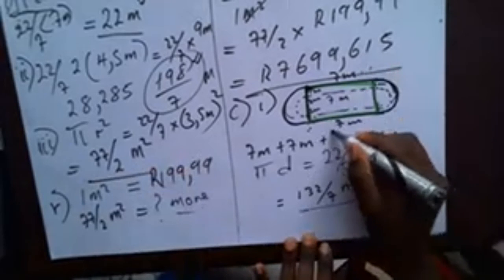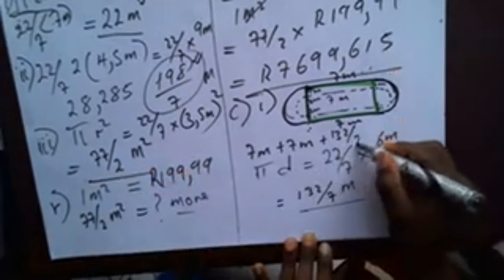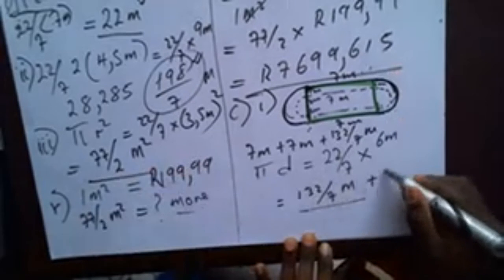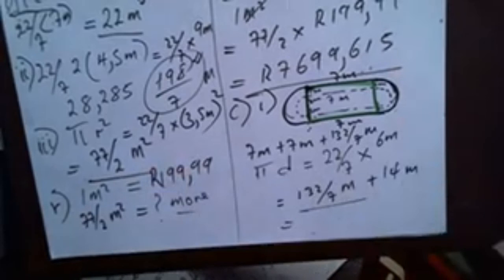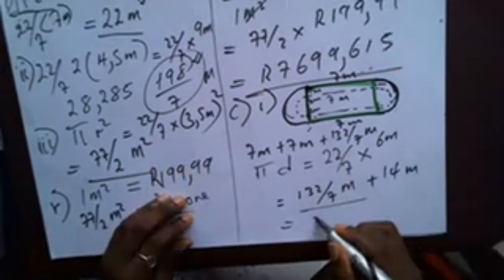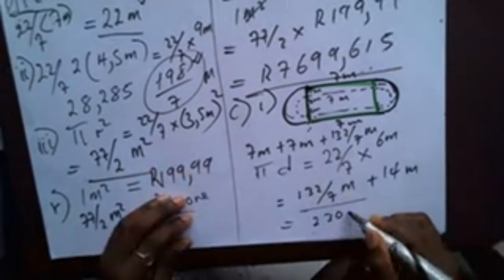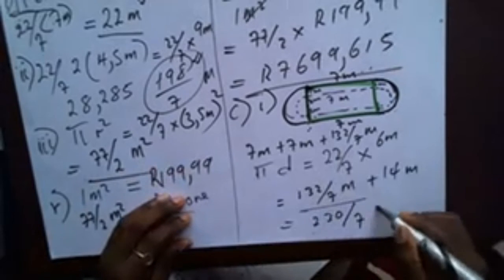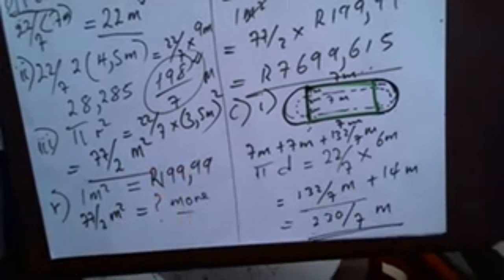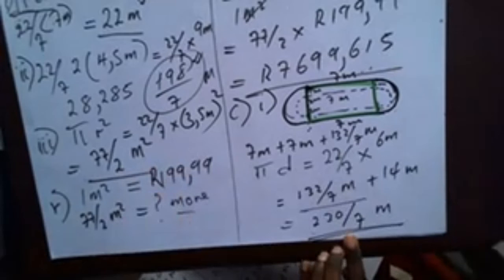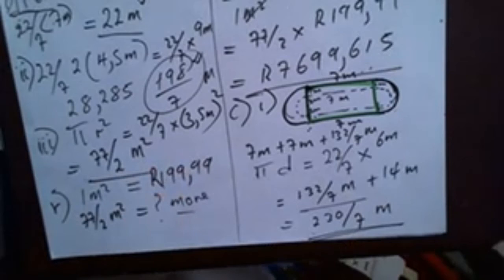So I'm just going to say 132/7 meters. This is the value I have here, plus 14 meters. This is going to be equal to 230/7 meters. This is the length of the fence to be bought, guys.